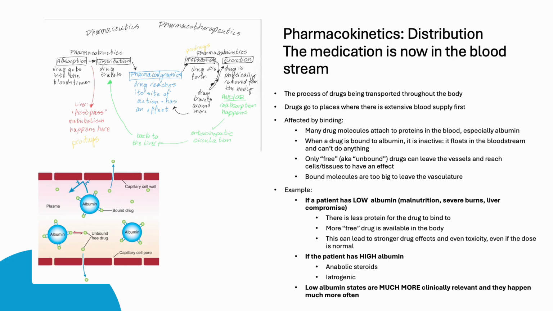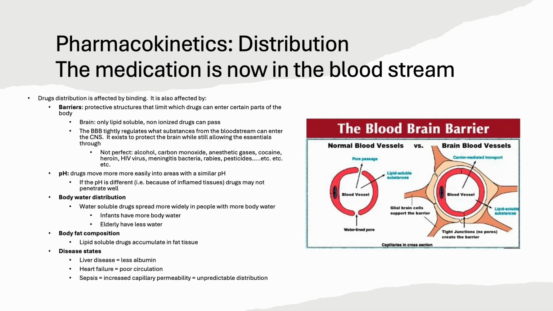And if there's no albumin there, that means there's a lot of drug that's going to get to target cells and tissues. Another really important factor that affects drug distribution is barriers. There are several barriers in the human body that protect different parts of the body and limit what drugs can actually get into that part of the body. The barriers are not perfect.